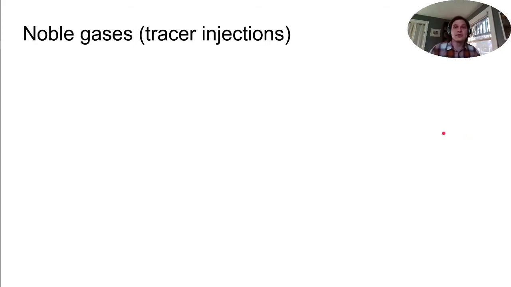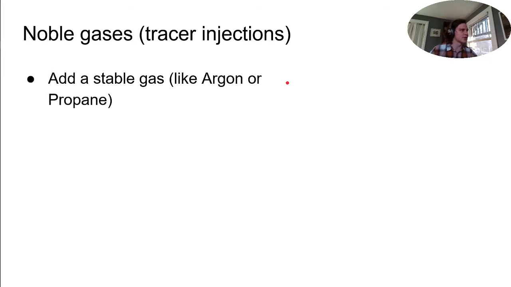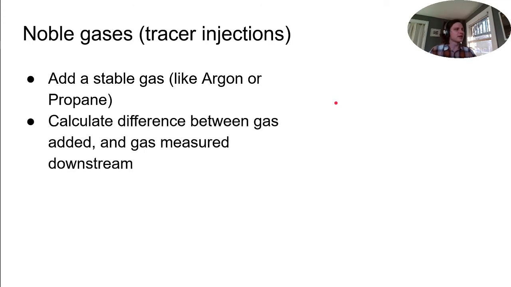So if you're in a faster moving system where you can't actually put a collar out because it'll get sucked underwater or something because you're in a turbulent river, you might want to use a noble gas or a tracer injection. So you can add a stable gas like argon or propane. Propane's not a noble gas, but it's a very stable gas, to a river reach at a known rate. And then you calculate the difference between the gas added and the gas concentration measured downstream.